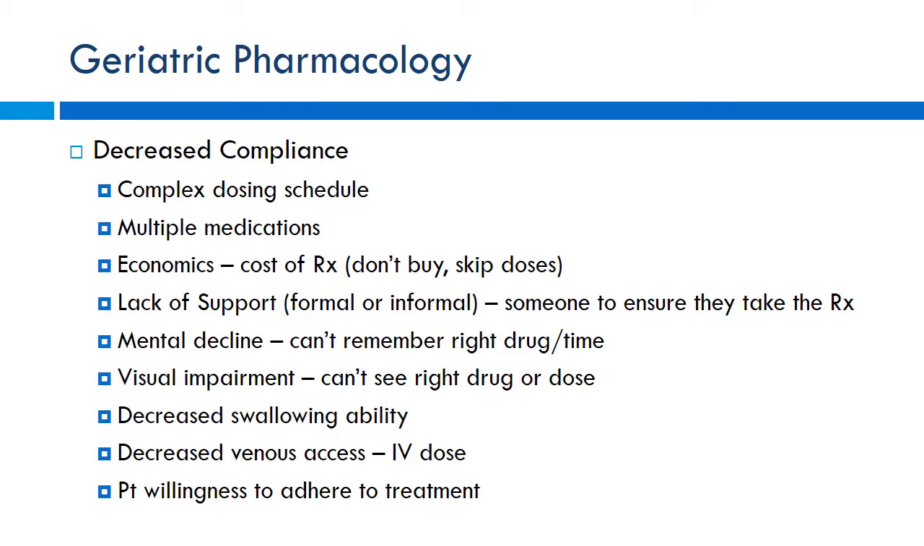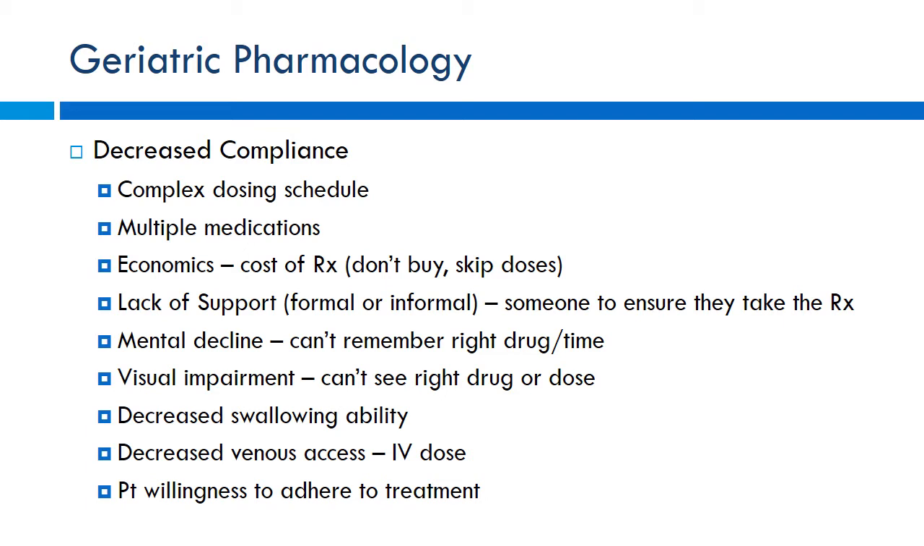In addition, just a complex dosing schedule, looking at the economics of all the medications that they're on. Sure, you may have prescribed them the latest, greatest drug that's out there, but if it's brand name and very expensive, patients may not be able to afford it. And so if they can't afford a medication, they sure enough are not going to take it. They either won't buy it at all, or they may skip doses, maybe take it every other day instead of every day. And some other issues include things like lack of support.